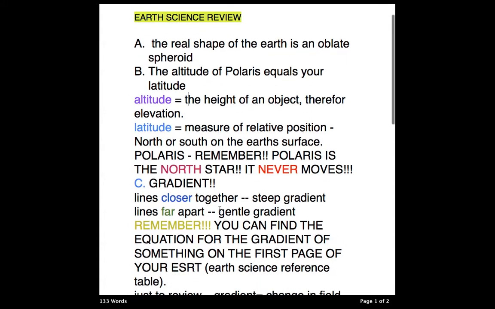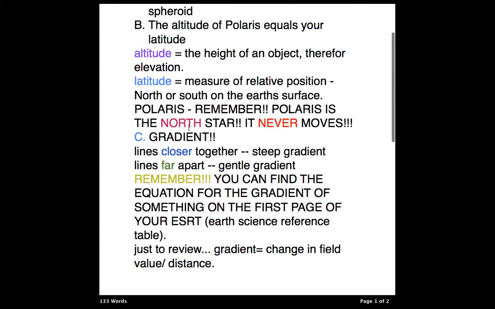So remember, Polaris is the North Star. It never moves. Okay? Polaris never moves at all. And because it doesn't move, Polaris is only special because it is in line with the Earth's axis of rotation. So Polaris is with us all the time, in line with our Earth's axis of rotation. And that's because it never moves. It's always smack there, North Star in the north. So let's move on to gradient.